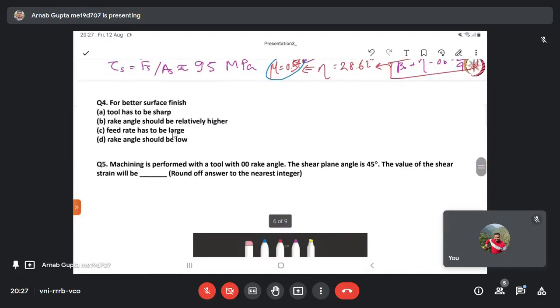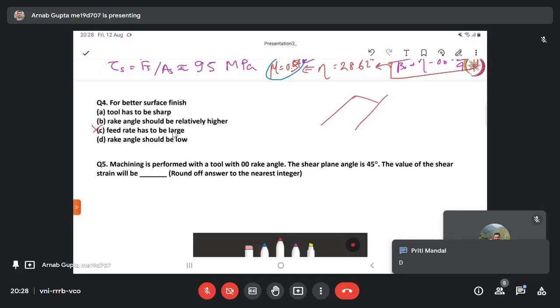For better surface finish, the tool has to be sharp. Rake angle should be relatively higher. Feed rate has to be large. This is the wrong option, because if you increase the feed rate, you have another derivation here. I'm not going into that.